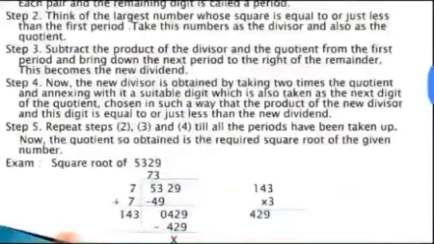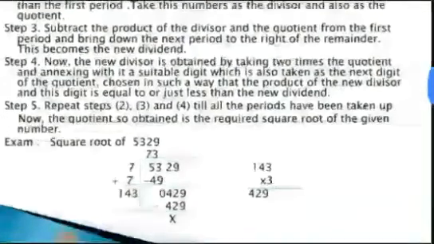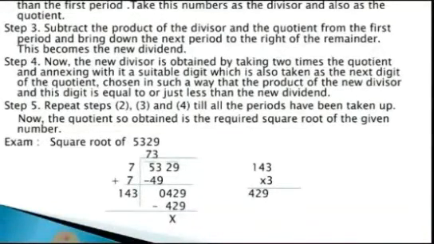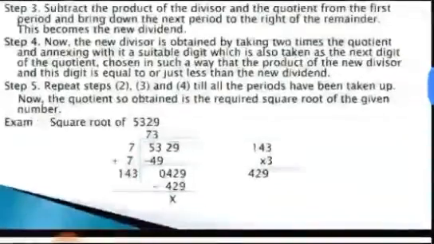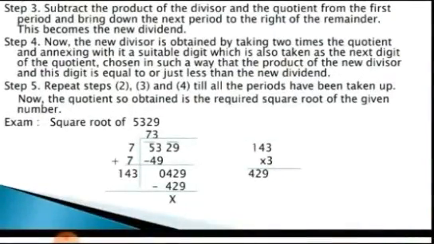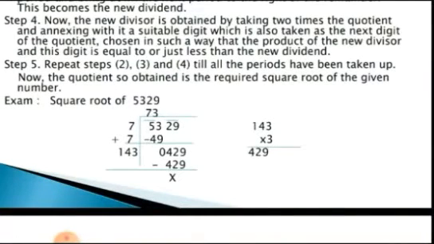Step 4. Now the new divisor is obtained by taking 2 times the quotient and annexing it with a suitable digit, which is also taken as the next digit of the quotient. It is chosen in such a way that the product of the new divisor and this digit is equal to or just less than the new dividend. Step 5. Repeat steps 2, 3 and 4 till all the periods have been taken up. The quotient so obtained is the required square root of the given number.